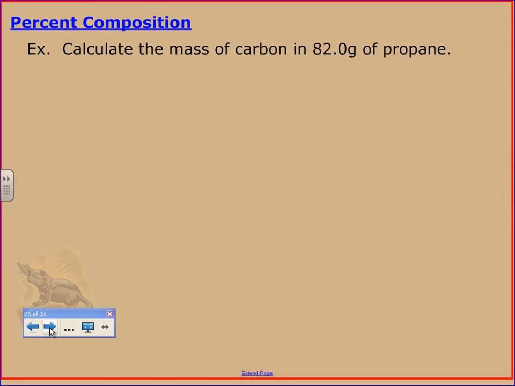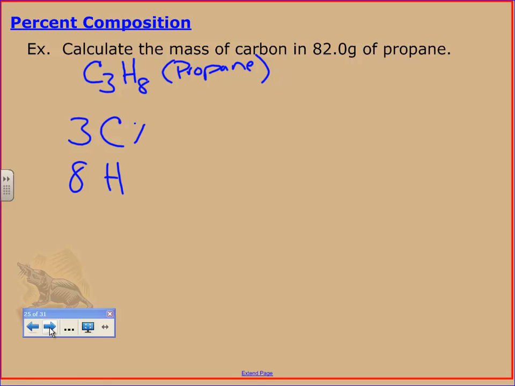The other way that you're really likely to see this problem, and this is the one that usually throws students off, is if you see a problem like this. It says calculate the mass of carbon in 82 grams of propane. I forgot to write the formula for propane here for you, but it's C3H8. We've used it in another problem. So we've got 3 carbons, 8 hydrogens.